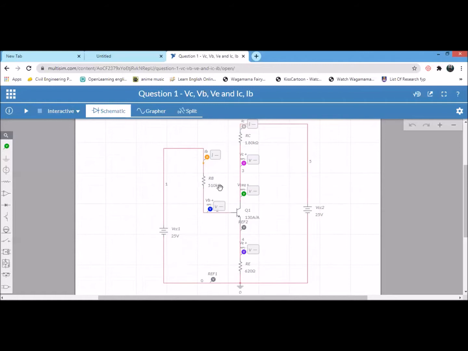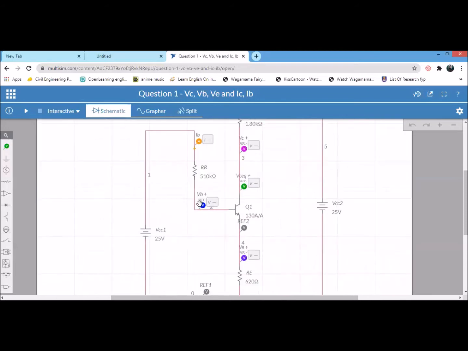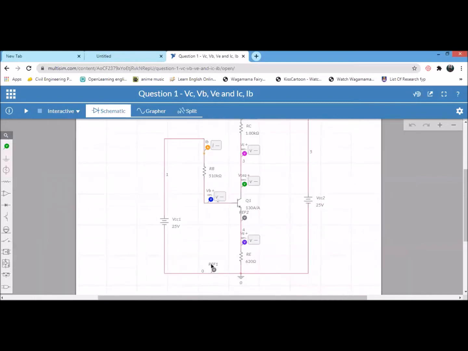RB is 510 kilo ohms, which is a standard value. RC is also a standard value, 1.8 kilo ohm. RE is also a standard value, 620 ohm. Over here, the transistor is an NPN transistor with a beta of 130. Basically, we need to know VB, VE over here, and VC over here, which must point at ground. Meanwhile, for VCEQ, we only point at the transistor. We want to know the voltage at the transistor.